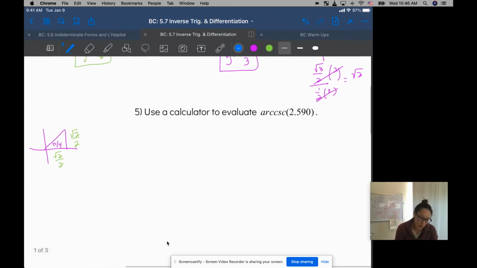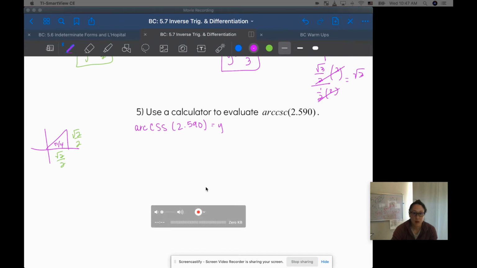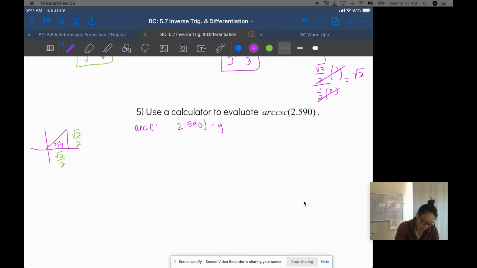Okay, using a calculator. I'm going to pause the video so I can grab my calculator. All right, the arc cosecant of 2.590 is equal to y. So remember, there is no arc cosecant button, so we're just going to have to change the form so it looks nicer. So what I need to do is change this into the cosecant of y is equal to 2.590. Remember, this is your ratio and your angle, since we're talking about the inverse.